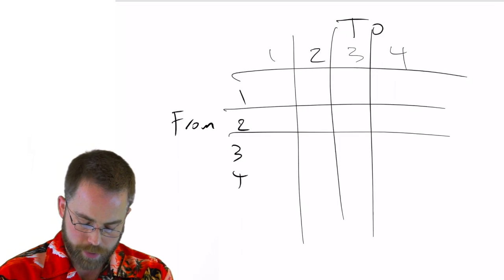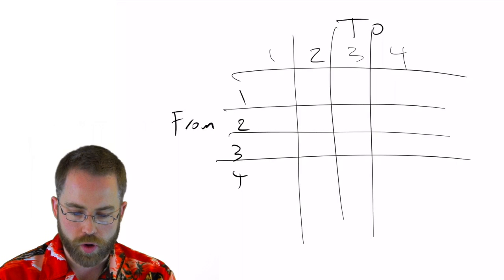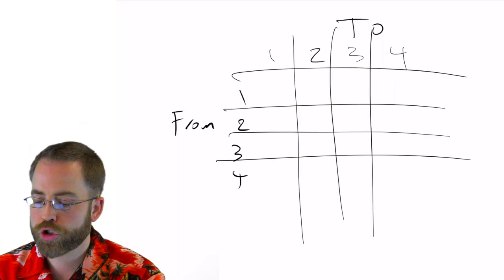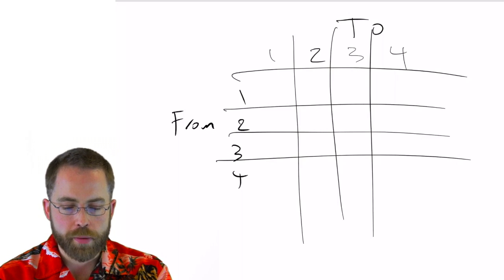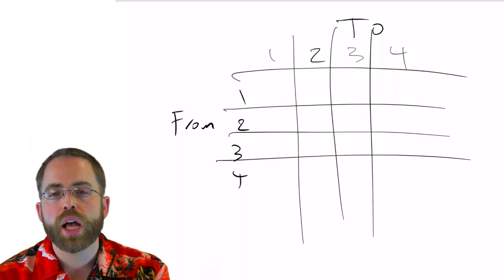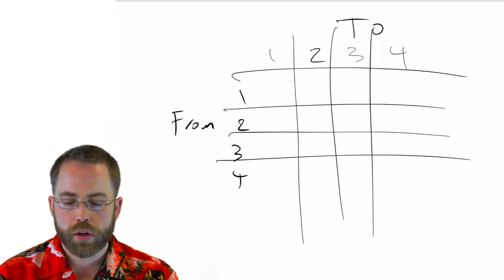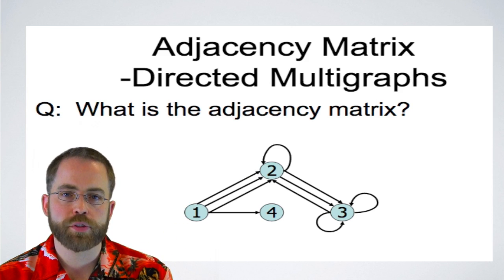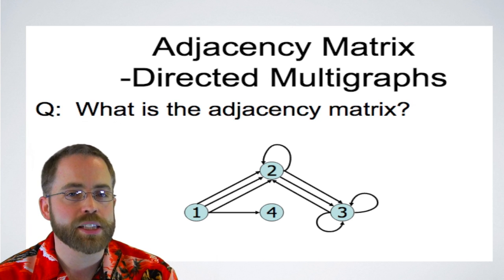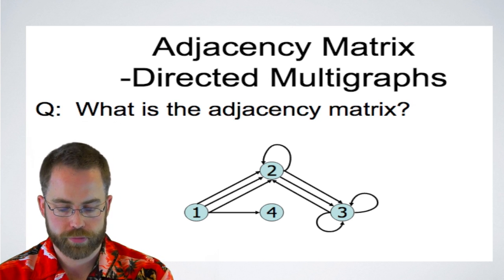This makes a matrix where you can say, all right, from number 1 to number 1, how many connections are there? From number 1 to number 2, how many connections are there? On and on and on and on. Pause the video and see if you can make the adjacency matrix for this tree.